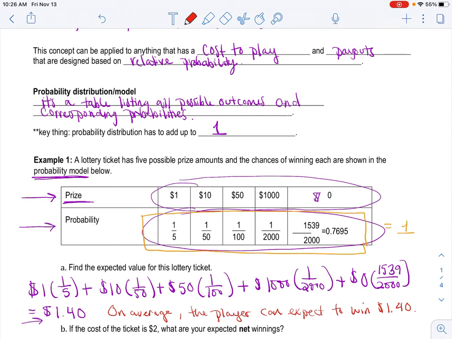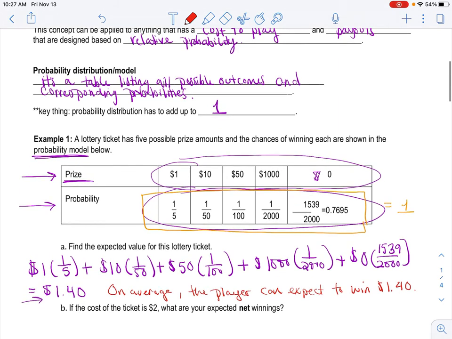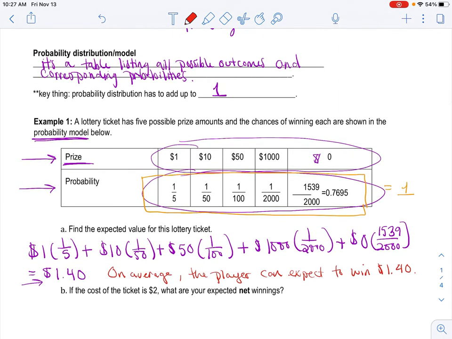Now that's saying if I played over and over and over and over, okay? That's the definition of expected value, when your samples are repeated many times. So that's not saying I just play once and I'm going to win $1.40, okay? It just means over the long run, you have the expected value of $1.40. And so what the lotto ticket people do, they're like, okay, well, if that's the case, let's jack up the price a little bit. So then on average, they're going to make a profit.